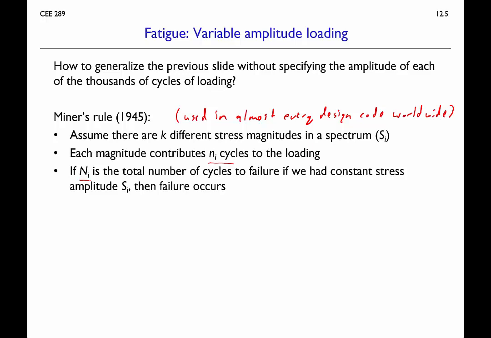But here now, when we have these variable cycles of loading, we're just going to have a budget of total cycles, and we're going to accumulate against that budget until we get to a failure.